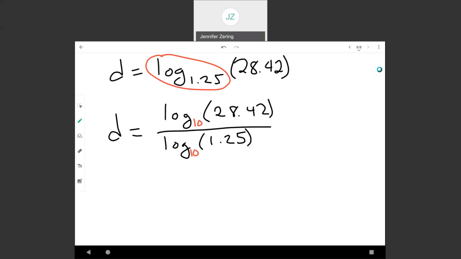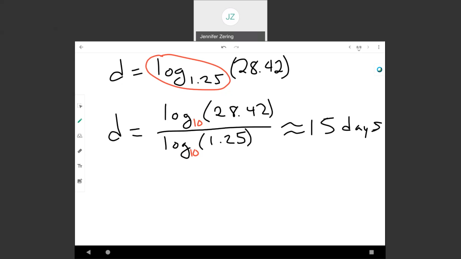Calculate that on the calculator. I want to turn on my calculator, find my log button, hit log, and type in. So this is common log. I don't have to say what base it is. It is base 10 because it's just log. So log of 28.42, close my parentheses. That's going to be the numerator. It's over, so we divide by the log of 1.25, close my parentheses, and hit enter. And if you do that, you should arrive at 14.999, like that. So about 15 days.